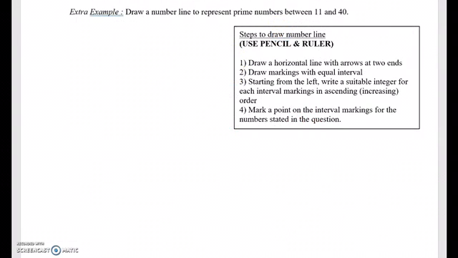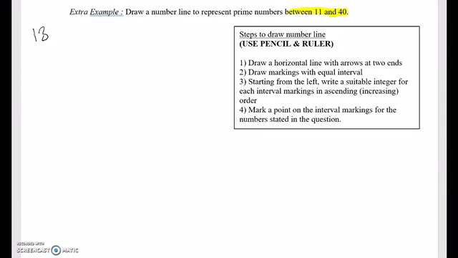Let's take a look at the next example. For this example, we want to draw a number line to represent prime numbers between 11 and 40. Even before we draw the number line, let's list the required numbers. So the smallest prime number that is between 11 and 40 is actually 13. Please do not include 11 as the question says between 11 and 40.